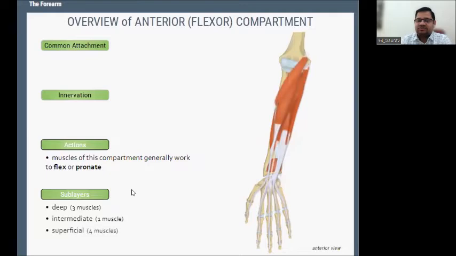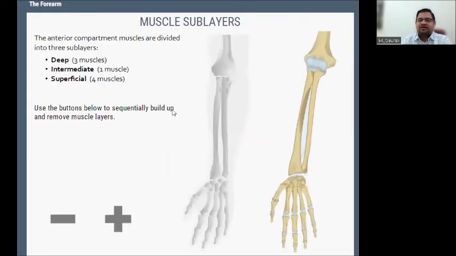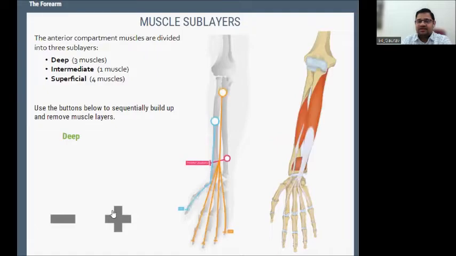can be divided into deep three muscles, intermediate one muscle, and superficial four muscles. So you can see superficial is outermost, then intermediate in between, and then the deepest. Like this, we can understand the division of the sub-layering of the muscles of the anterior compartment. Now one by one, we will see deep muscles, intermediate muscle, and superficial. First of all, they are talking about the deep muscles.